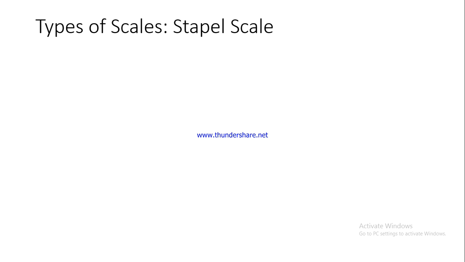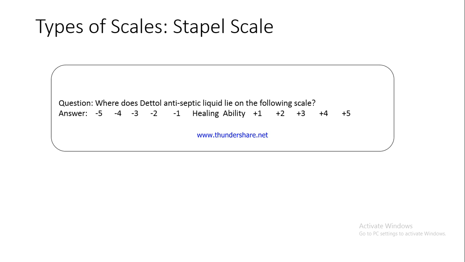Let's talk of another type of scale, which is the Stapel scale, and have a look at the response categories which have been given here. Please understand that the question is almost the same. It may have been phrased in a slightly different manner, otherwise the question is almost the same. But the response categories are different. Here the response categories are very, very different from the earlier ones that we have discussed.